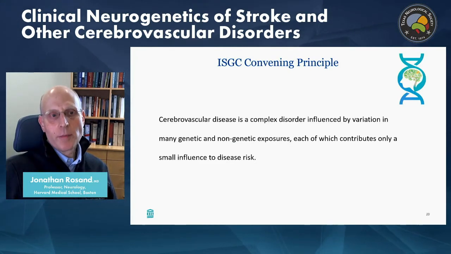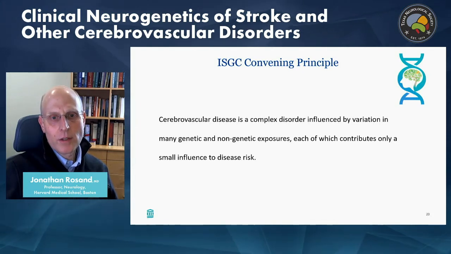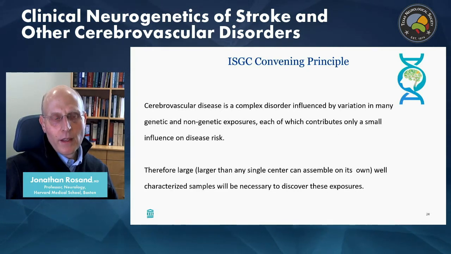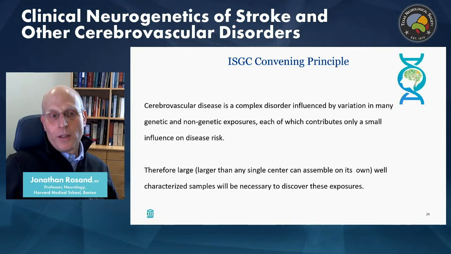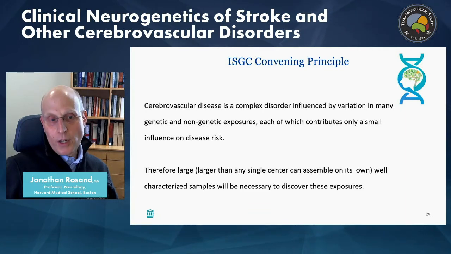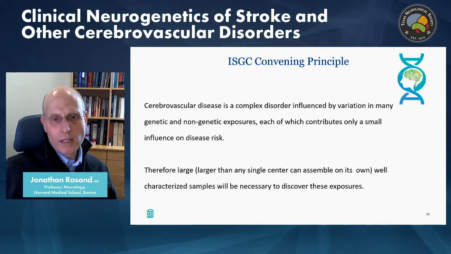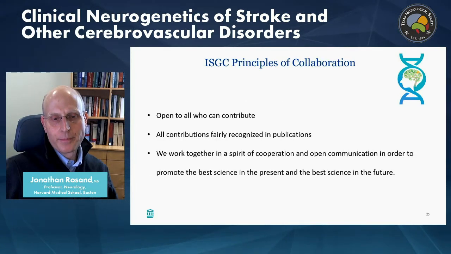So we have very simple convening principles: that cerebrovascular disease is a complex disorder influenced by variation in many genetic and non-genetic exposures, each of which contributes only a small influence to disease risk. And therefore, large samples, that is, larger than any single center can assemble on its own, well-characterized, will be necessary to discover these exposures. And we are open to all who can contribute.